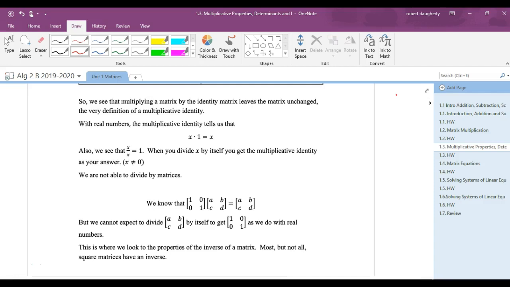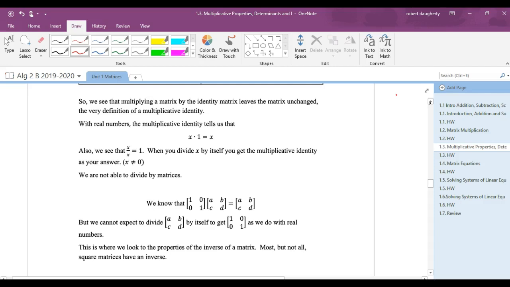So when we have the matrix identity, when we multiply by the multiplicative identity, the matrix doesn't change. Okay, so with real numbers, you know that x times 1 is equal to x. You can also divide both sides by x, and you get that x over x is equal to 1. That's pretty straightforward as long as x is not equal to 0.